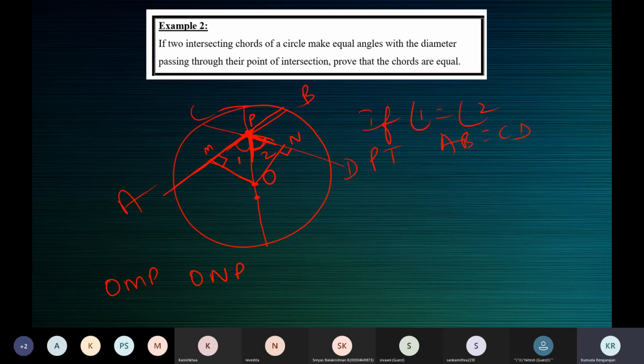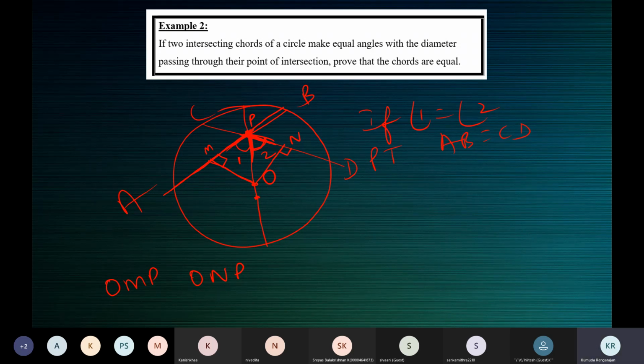But that's the result you need to prove. So what is the other way? Prove that the distances from the center are equal. Which line segment represents the distance of AB from the center, Kanishka? AB, ma'am. OP, ma'am. No, darling, not OP. Which line segment represents the distance of AB? OM, ma'am. OM is the perpendicular distance of AB from the center.